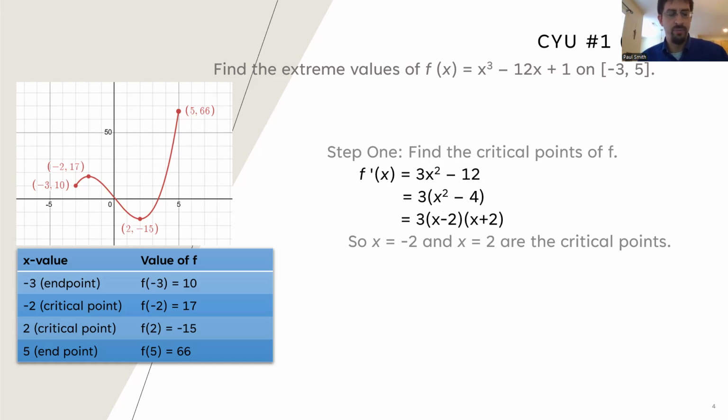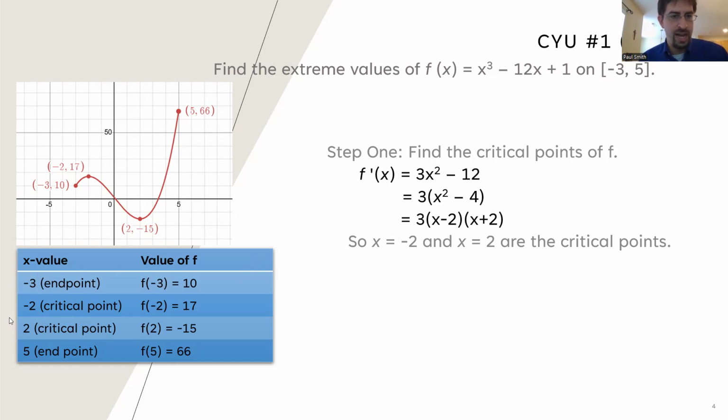So here's how it goes. We've got points to check. We've got our endpoints, which are -3 and 5. That's given in our interval. And we've got -2 and 2. So we've got our far left value and our far right value, and then two kind of medium values right here in between. So we've got -3 and 5 as our endpoints. -2 and 2 are our critical points.